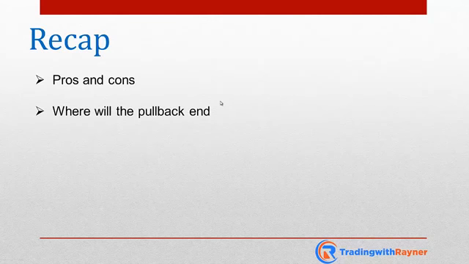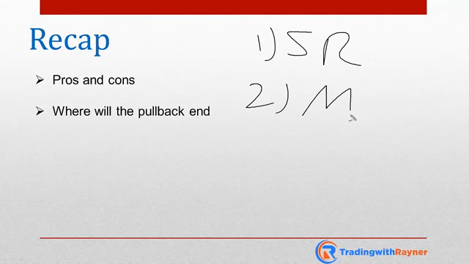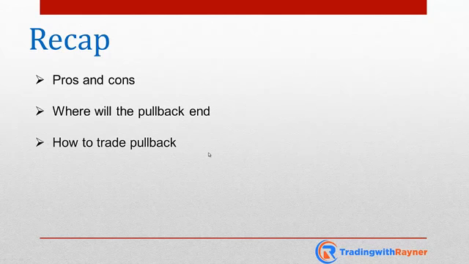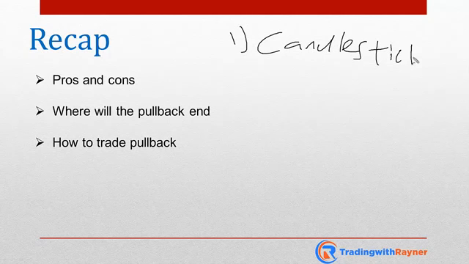And then we talked about where the pullback will potentially end. I shared with you 3 instances where the pullback usually ends: either at support or resistance, support in an uptrend and resistance in a downtrend, or back towards a moving average, or back towards a trend line. These are the 3 common scenarios where the market tends to pull back into. And last but not least, we talked about how you can trade pullback. I mentioned 3 different entry techniques you can use to trade it. Number 1, candlestick patterns, like the reversal patterns that you have in candlesticks. The pin bar and engulfing patterns are patterns that you could look out for.